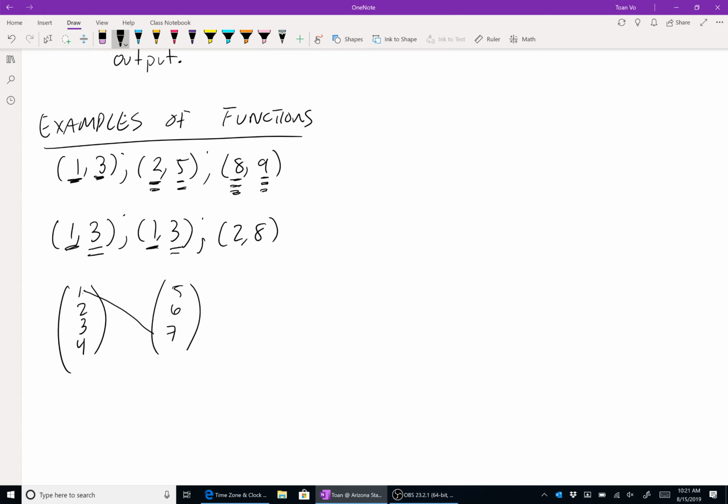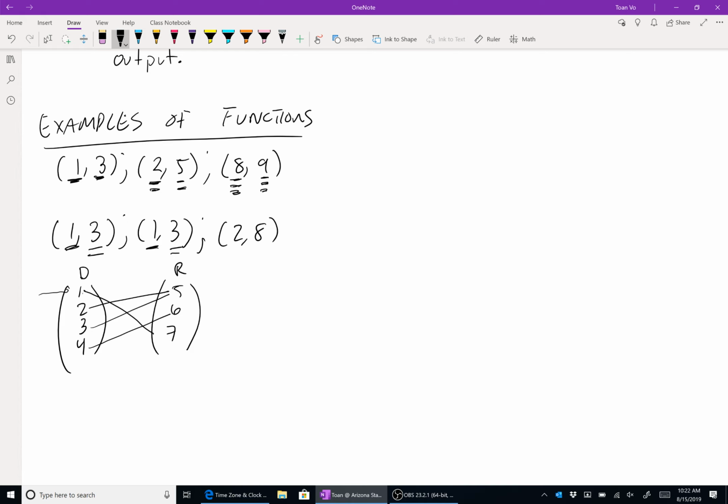Let's connect 1 to the 7, 2 to the 5, 3 to the 5, 4 to the 6. This technically is a function, even though two arrows are pointing to the 5. Because remember, in a mapping diagram, the first oval is the domain, the second oval is the range. So we agree that the domain is 1, 2, 3, 4.